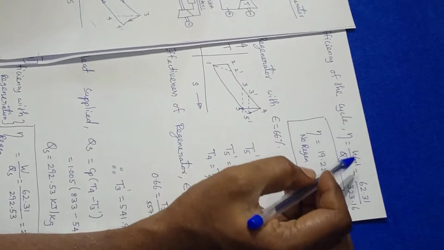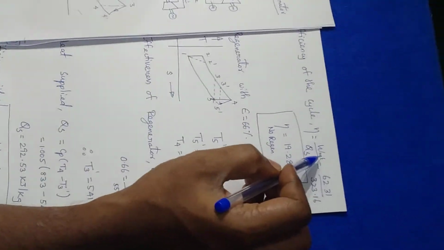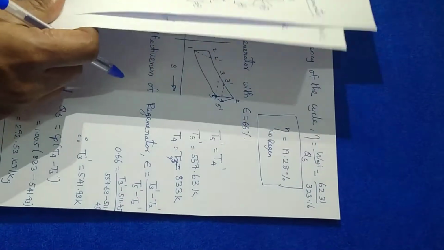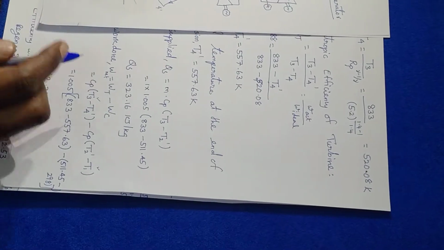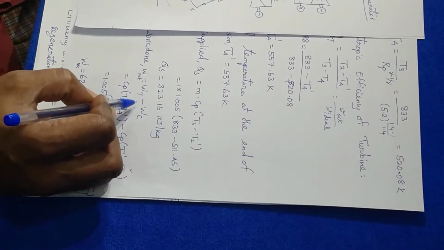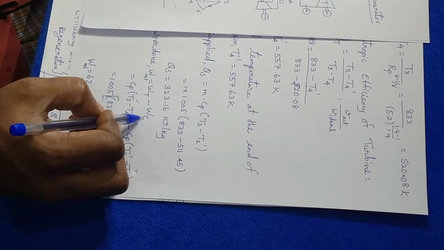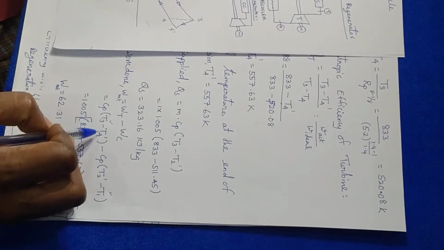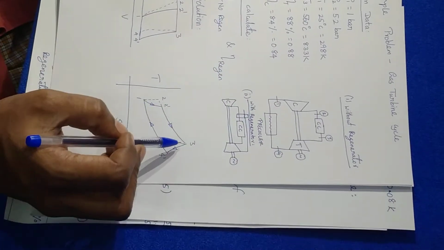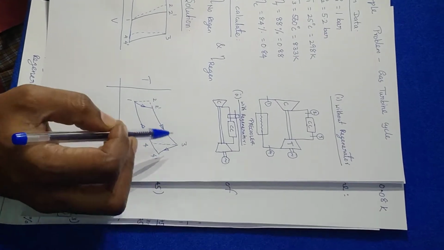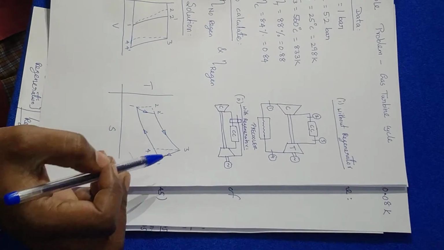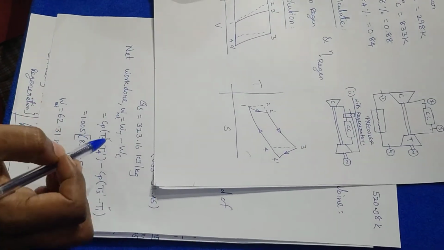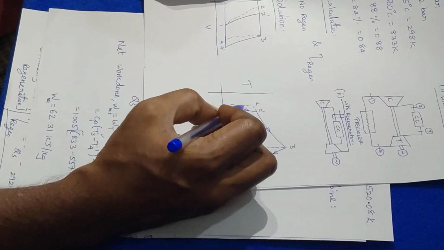We know what is efficiency: output by input. Here output is net work output of the cycle, and input is heat supplied. The net work output is nothing but work done by the turbine minus work input required to run the compressor. The work done by the turbine is nothing but Cp into T3 minus T4 dash. In the TS diagram, this is the turbine, and we are going to consider the actual cycle. So T3 minus T4 dash is nothing but work done by the turbine. That is what we have taken here, T3 minus T4 dash, and the compressor here T2 dash minus T1.